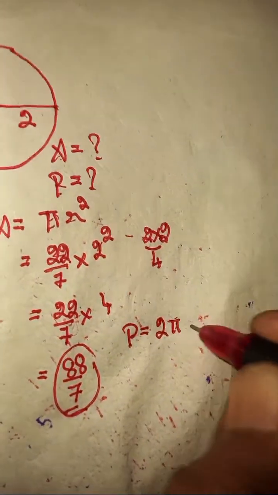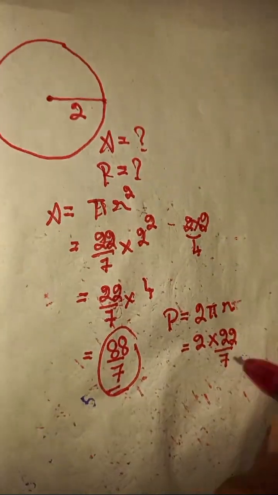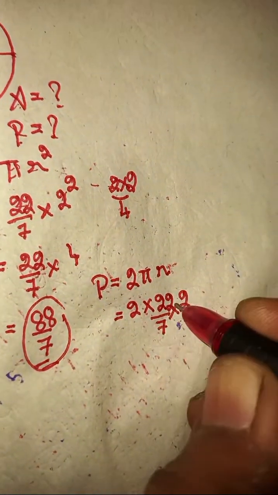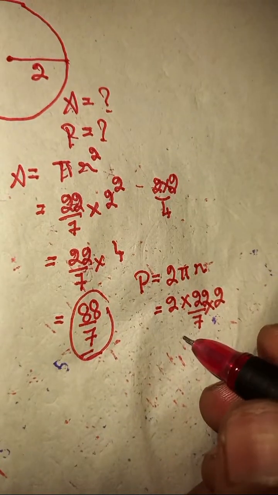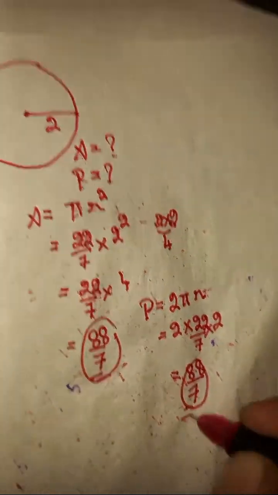Perimeter is 2 pi r. That means 2 times 22 by 7 times 2, which becomes 4 times 22. Again this remains as 88 by 7 units.